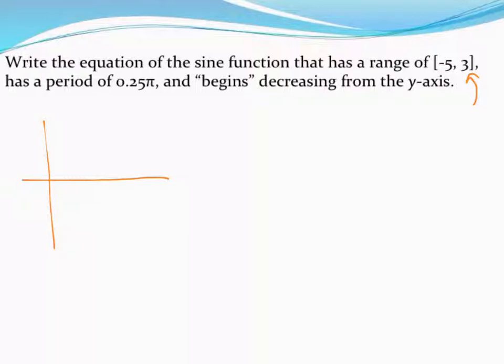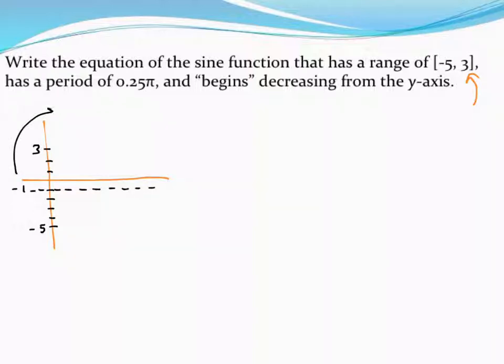The graph has a low point of -5, so let me count down 1, 2, 3, 4, 5, and then the graph goes up 3, so 1, 2, 3. So there's the high and the low of the graph. Using that I can find the midline because it's just the middle of those. I can eyeball it or count it, but the middle of this is going to be at -1.